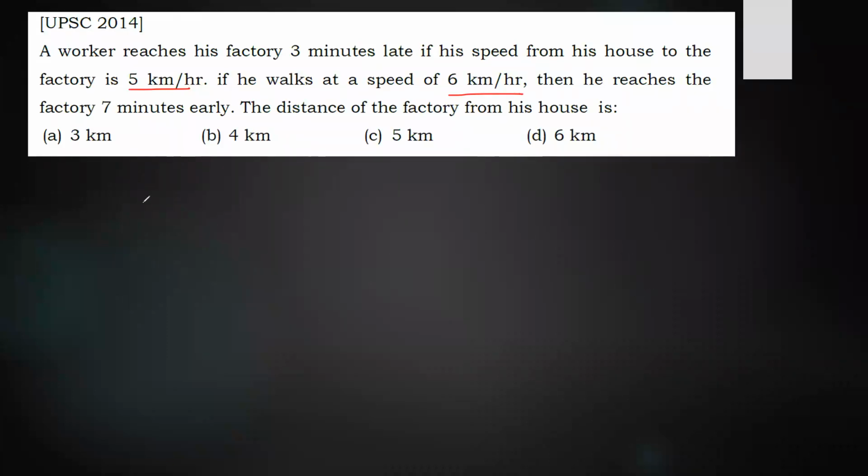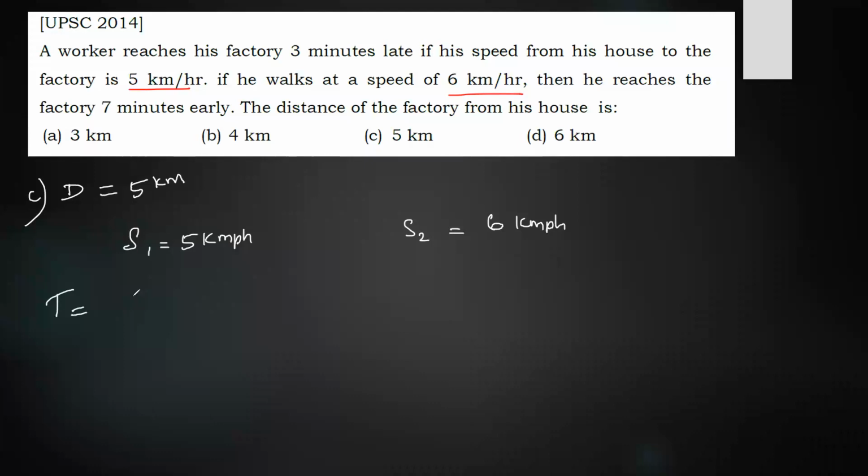So here distance I'm taking as 5 km. Option C I'm taking here. We know that the first speed is 5 km per hour and the second speed is 6 km per hour. So time taken, first one, distance by speed. So 5 by 5, 1 hour, right? Which is 60 minutes.